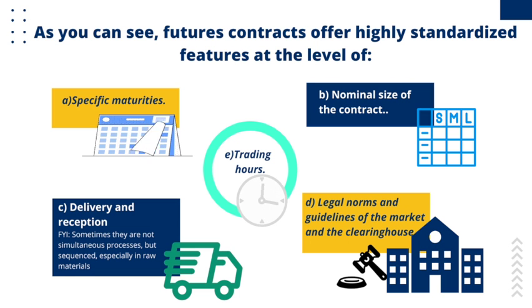parties. As you can see, futures contracts offer highly standardized features at the level of specific maturities, nominal size of the contract, delivery and reception. Here I would like to point out that sometimes they are not simultaneous processes, but rather sequenced, especially in raw materials, legal norms and guidelines of the market and the clearinghouse, and trading hours.